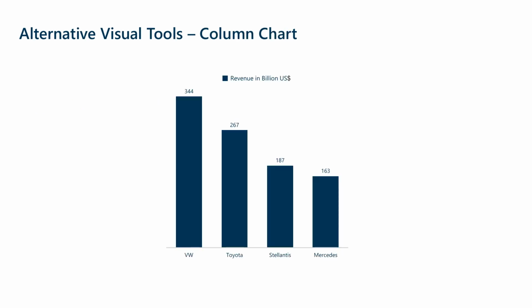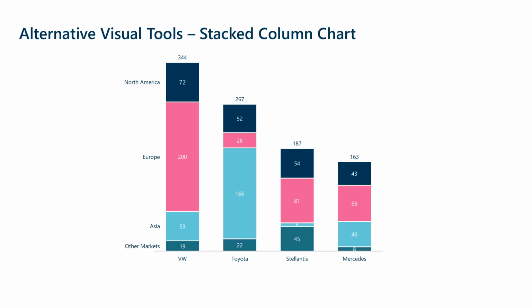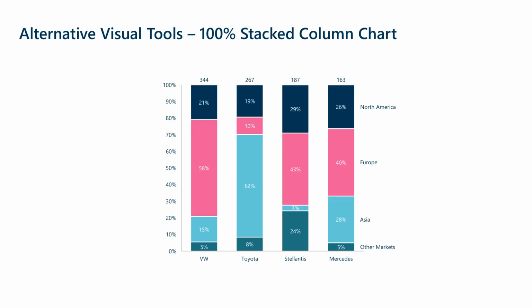Another alternative is a simple column chart like this, which shows the revenue of each company, but it doesn't show the proportion of each company's revenue from each region or how much this represents across the entire market. With a stacked column chart, both the total revenue of each company as well as how much each region accounts for is shown. If we make them 100% stacked, you can more easily see how much of the company's revenue comes from each region. However, it's still hard to interpret how much each region accounts for across the entire market.